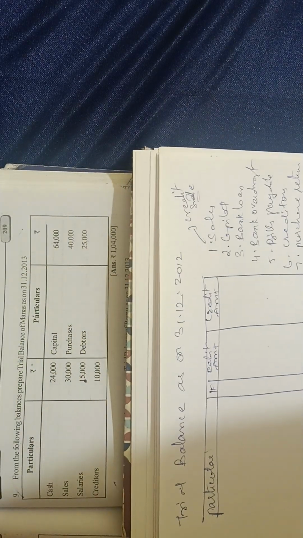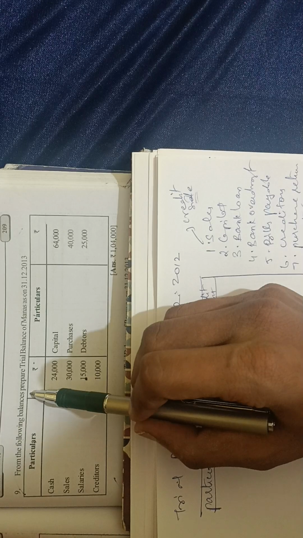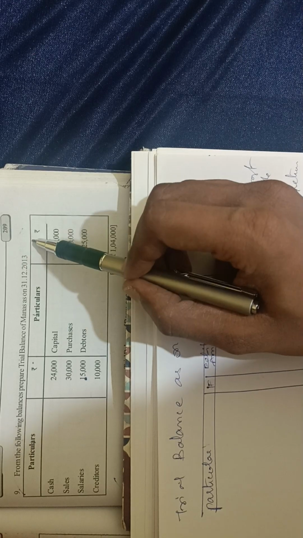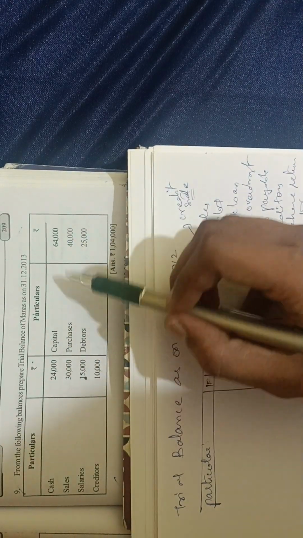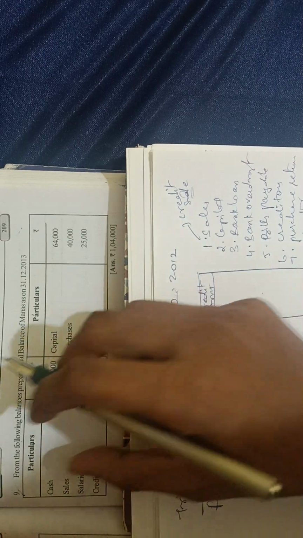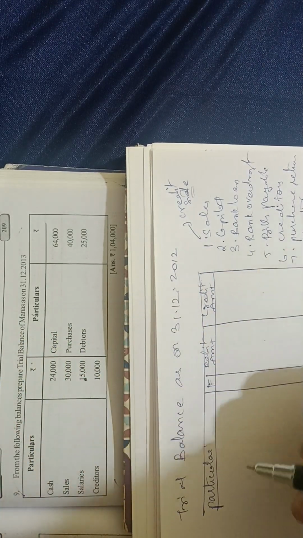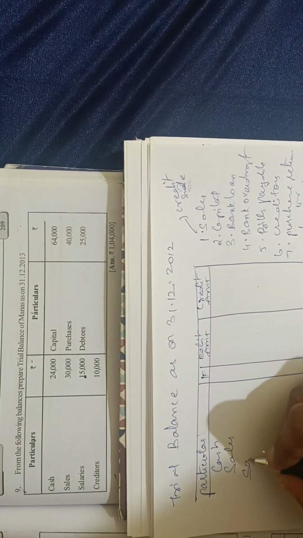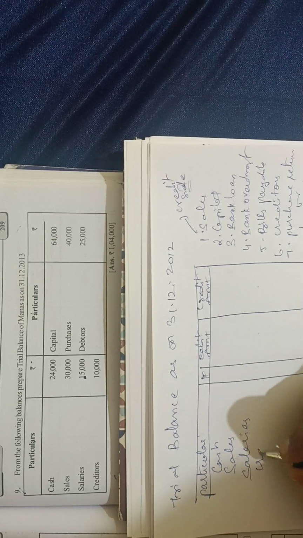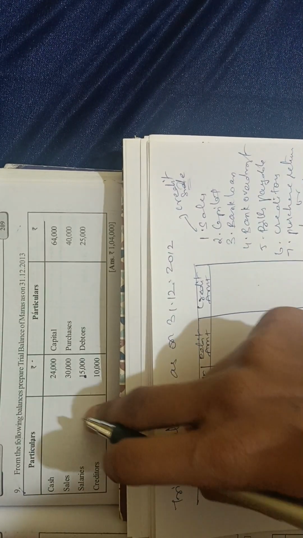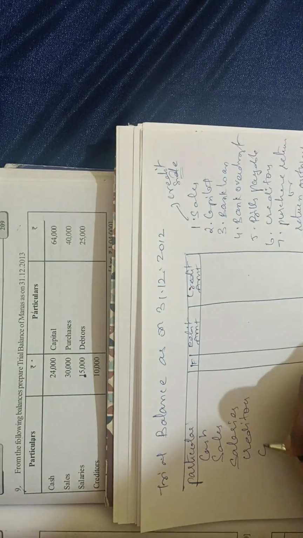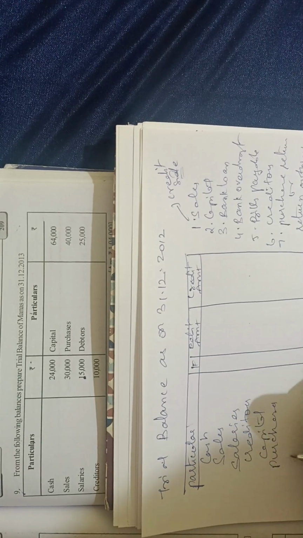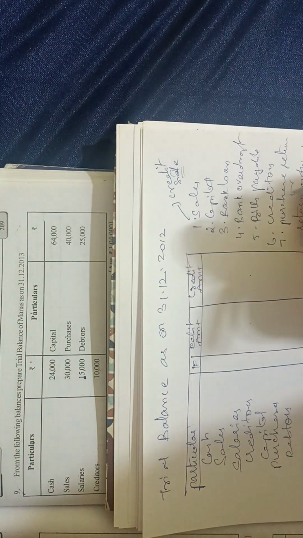So I'm going to show you the problem. From the following balances, prepare the trial balance of Manas as on 31st December 2013. Particulars, amount. First thing you do, just write all the entries that are there in the question. Cash, sales, then salaries, next creditors. Four done, continue from this side. Capital, then purchases, then debtors. Just follow the entries, write them down as usual from your problem.